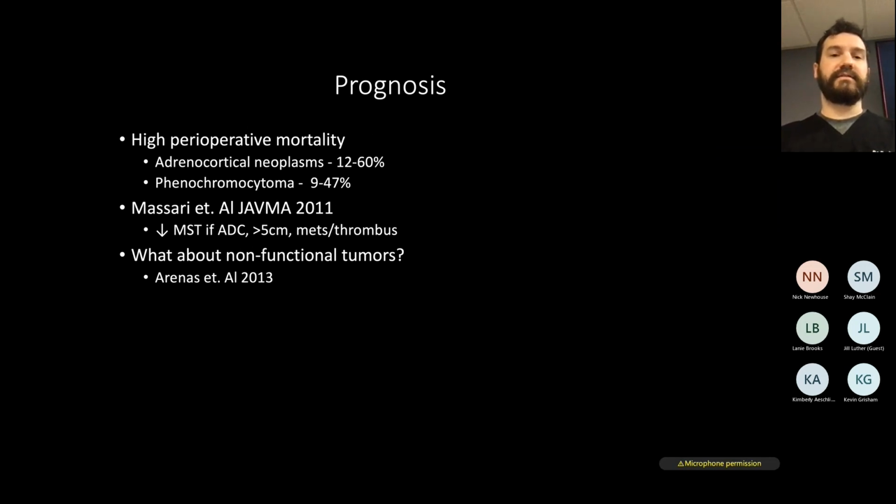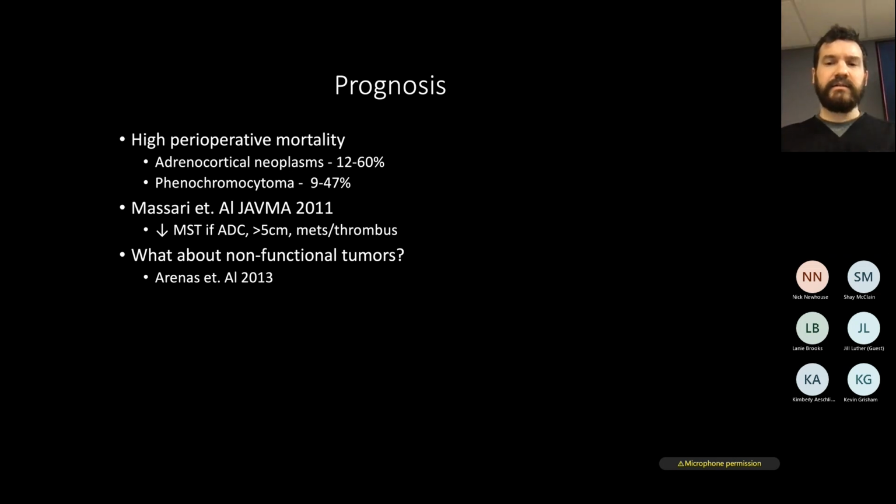Prognosis with these historically has been very scary in the perioperative period. So 12 to 60% for adrenocortical tumors, and then anywhere from 10 to 50% with pheochromocytomas.